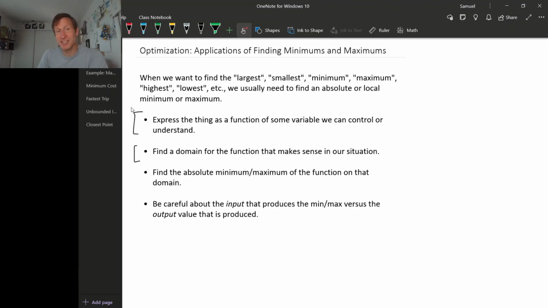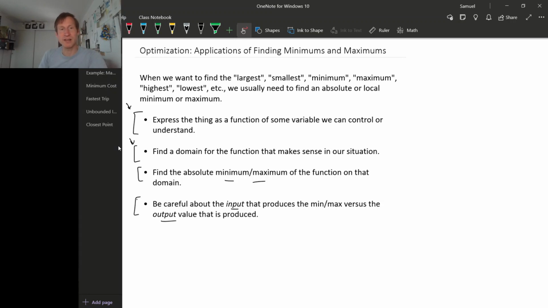Once you have a function that you want to find the minimum or maximum for, and you have a domain, well then you can go ahead and find the absolute minimum or maximum of that function, depending on whether you're looking for a smallest value or a largest value. And once you've done that, you do need to be careful when you're answering the actual question that was asked, whether you want to provide the input value that produces the maximum or minimum, or the output value that is the minimum or maximum output. Because sometimes you just want to know what the maximum is, and sometimes you want to know where it is. So that's the distinction between output and input.